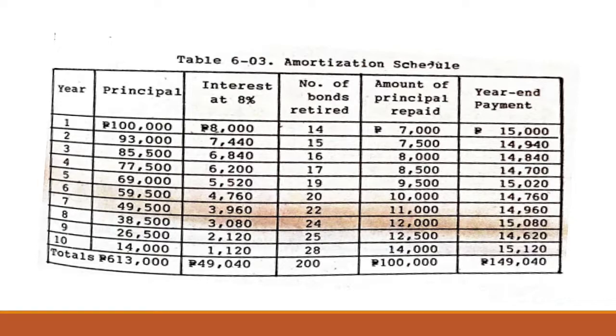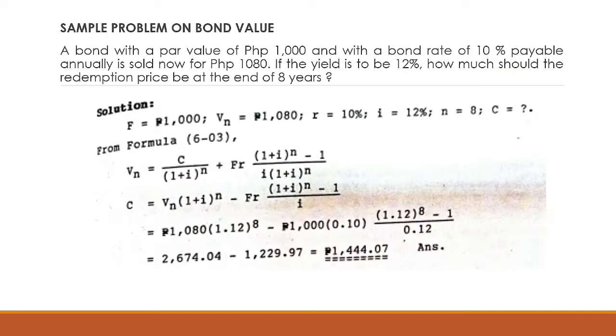Okay. For the next example, a sample problem on bond value. A bond with a par value of 1,000 pesos and with a bond rate of 10% payable annually is sold now for 1,080 pesos. If the yield is to be 12%, how much should the redemption price be at the end of 8 years? Given future worth 1,000 pesos, V sub n is equals to 1,080. The rate is 10%. The interest 12%, N is 8.